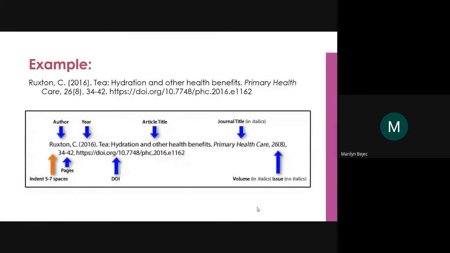You have here a sample. You have the author's name, surname first, then the initial name, and the copyright year, and then the title of the article, and then you have the title of the journal in italic, and then the volume number is italic, and then they have the issue number in brackets, and then the page number, and then the DOI.